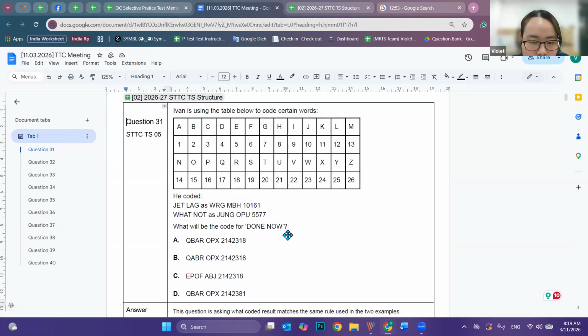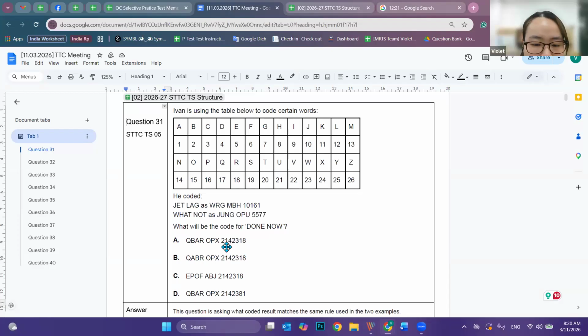So we will do the code now. D when we add 13 would be Q, O would be B, and N would be A, E would be R. So the first one is QBAR. We have option A and option D with the same first part but a different code, so we can eliminate options B and C.